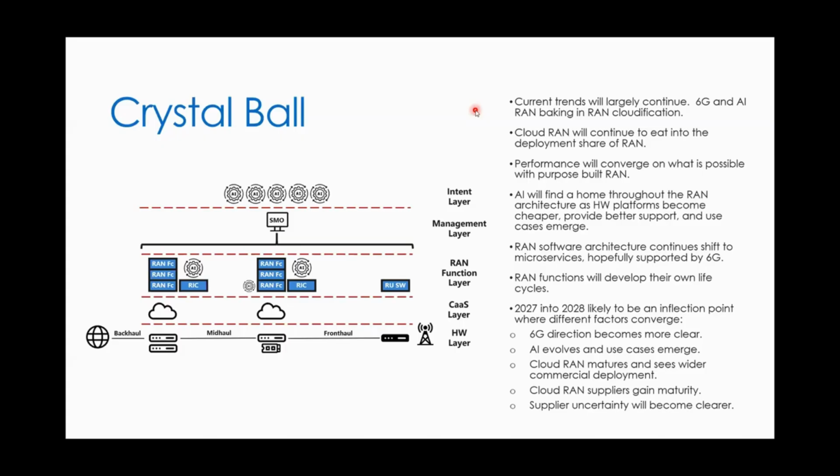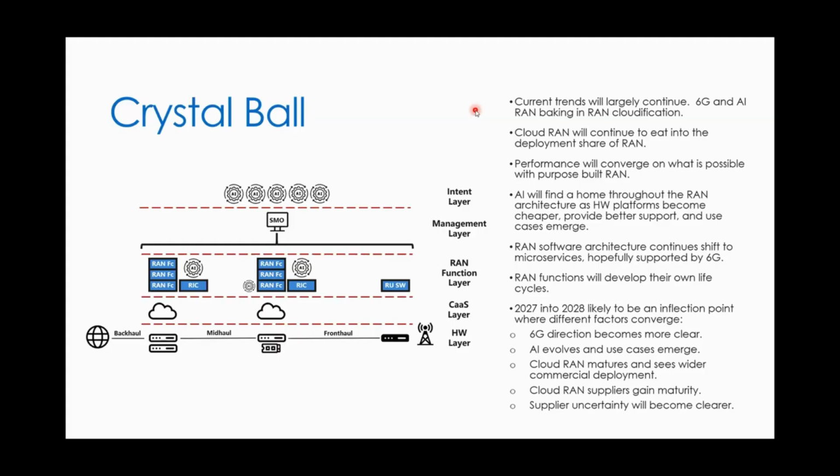The software is going to continue to shift to more of this microservices model. I think 6G is going to enable that a bit more. Part of the problem with 5G is it was designed and developed in a way without really accounting for that, making it harder to pull apart after the fact.